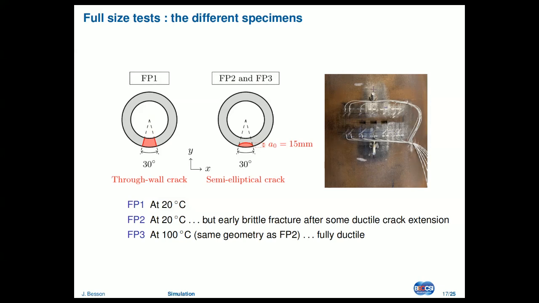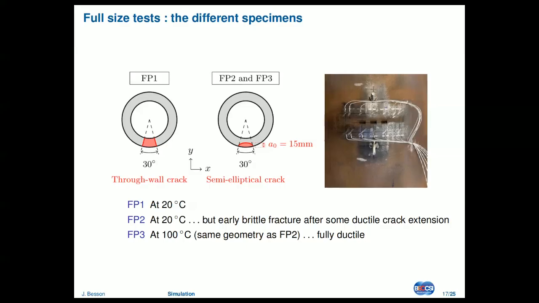We did FP2 at 20 C, and we had a little bit of ductile crack propagation. And then, I was there, there was a big boom in the room, and there was a bit of fracture. We were really frightened because we did not expect that. So we wanted a successful test. So we made another test at 100 C, and it worked. It was fully ductile. And I'm mainly going to focus on that test.